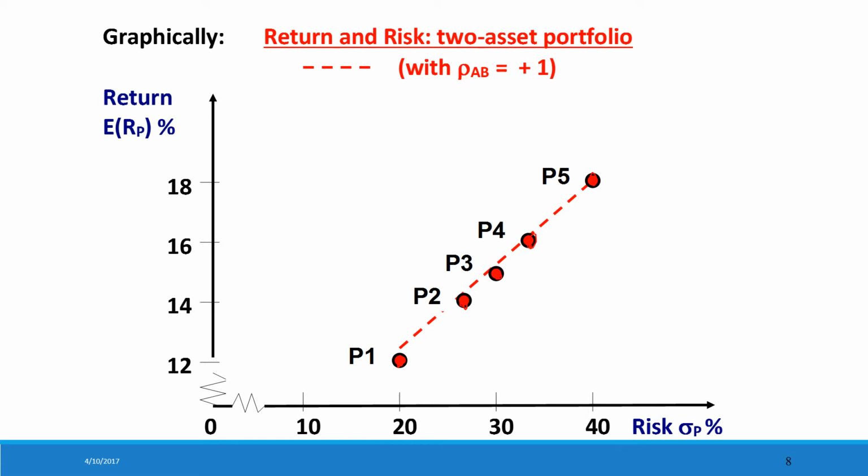So we have 5 portfolios ranging from portfolio 1 to portfolio 5. So portfolio 1 has 100% allocation to asset A and 0% allocation to asset B, right? And portfolio 5 has 100% allocation to B and 0% to A. Okay. So with a perfect correlation of +1, we have a linear relationship between risk and return, right? Going from P1 to P5. Now let's look at a different case where we have a less than 1 correlation coefficient.